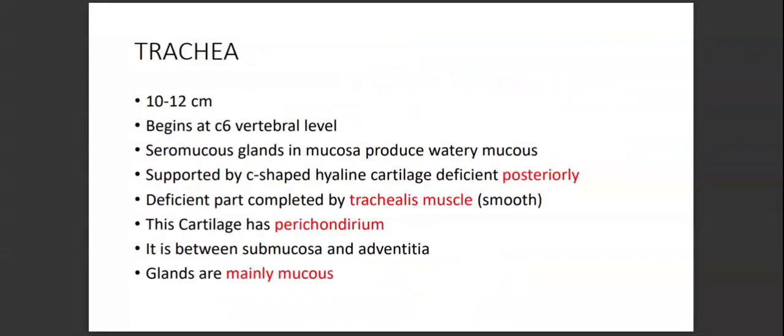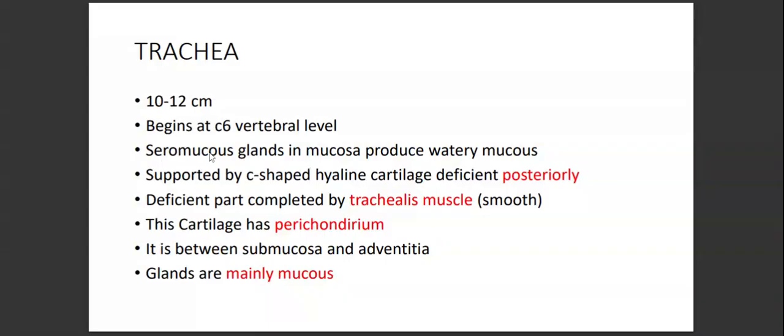So trachea now. Come to the trachea. In terms of length, it is about 10 to 12 centimeters. It begins at C6 vertebral level. And these are some of the important features that you have to know. So that was part of gross anatomy. But now we're looking at histology.